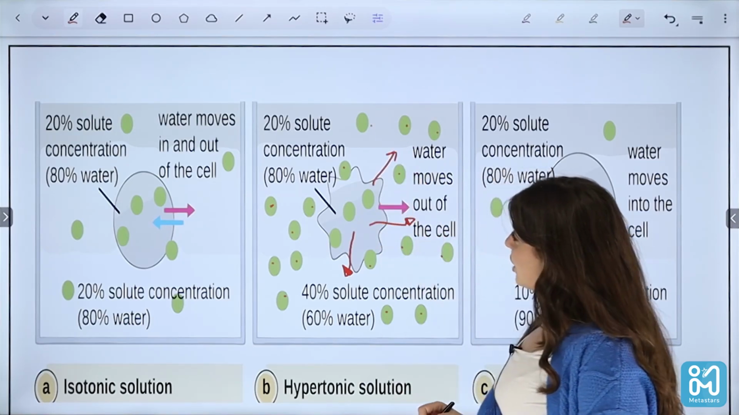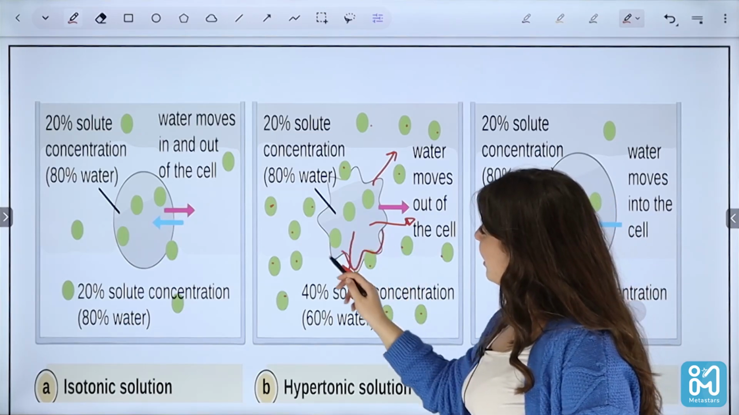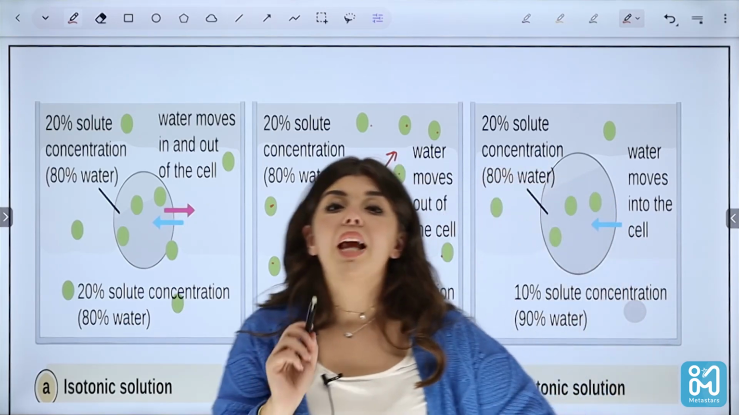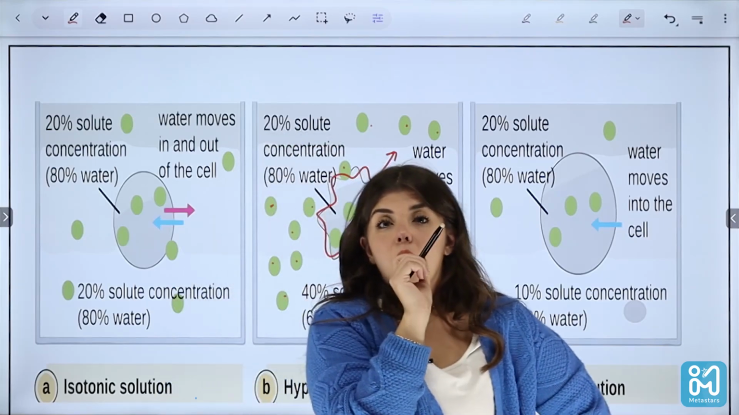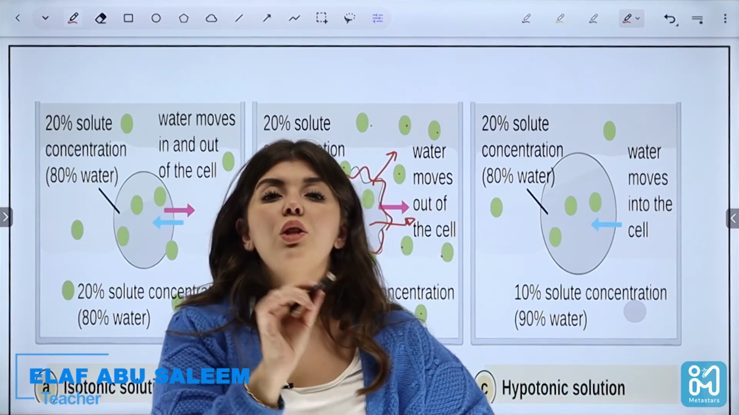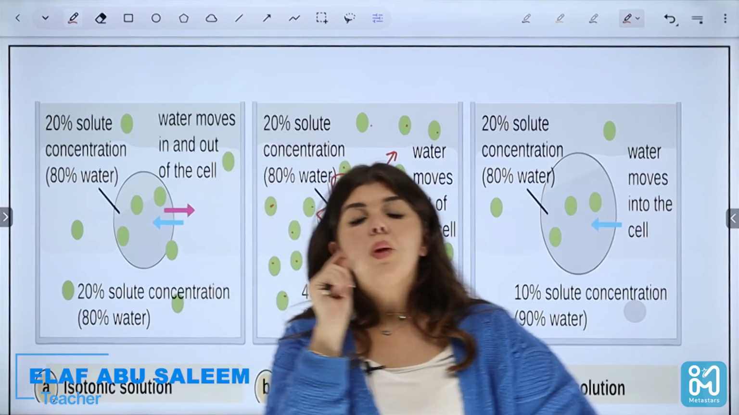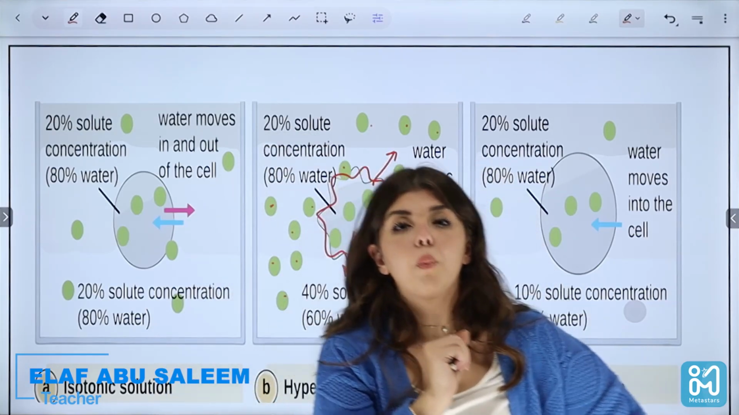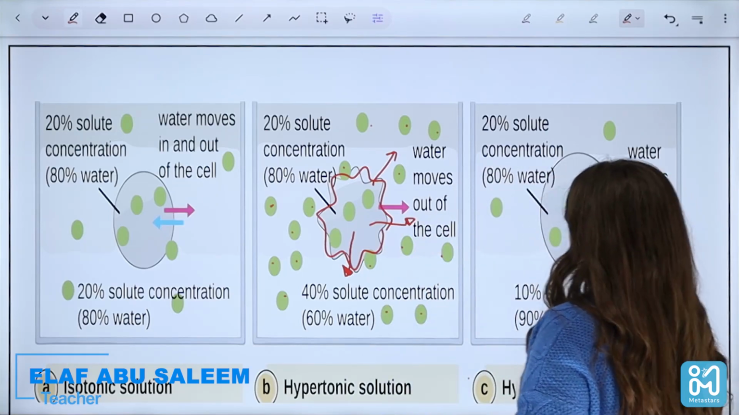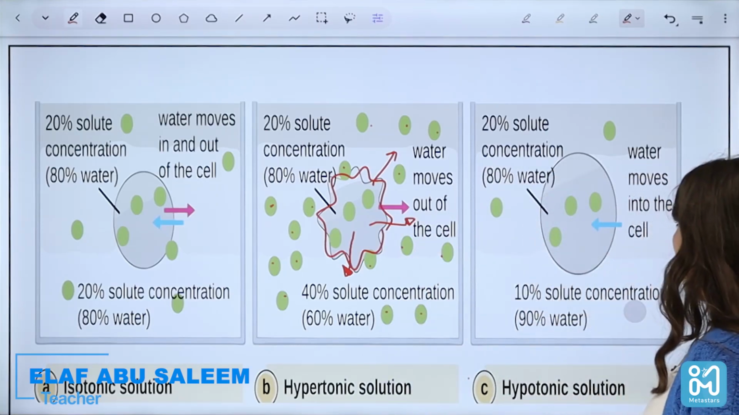What will happen to the cell? The cell will lose water and shrink. So if we place a cell inside a hypertonic solution, it will shrink. Okay? Okay, let's talk about hypotonic.